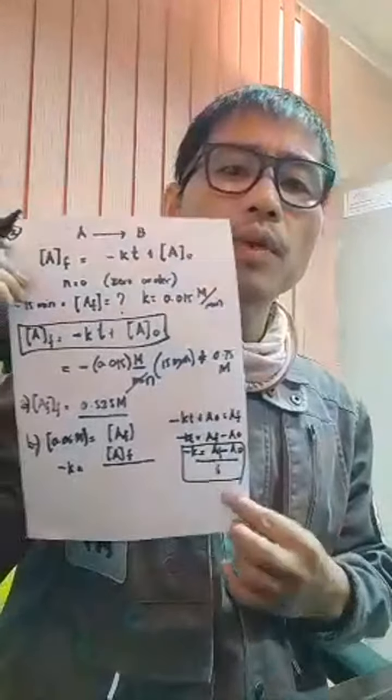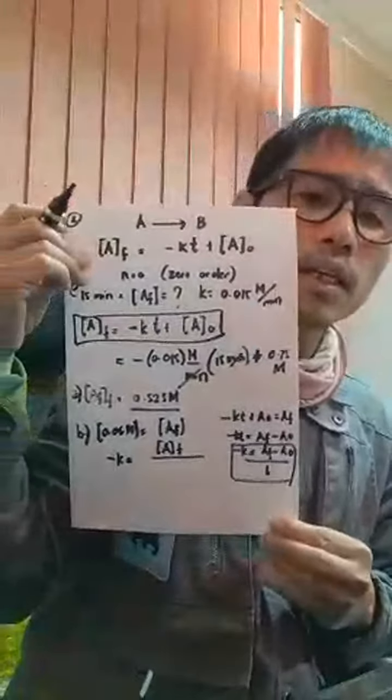So KT is equal to AF, final. Let's do this as negative KT plus AO equals AF, then negative KT is equal to AF minus AO, negative K is equal to AF minus AO over T. So this will be our formula for K. We derive from this equation and solve for the value of K.